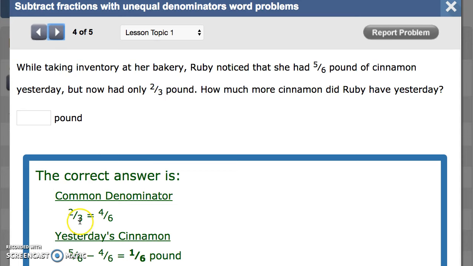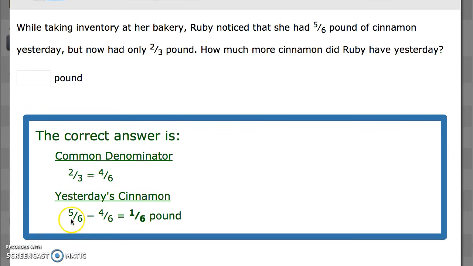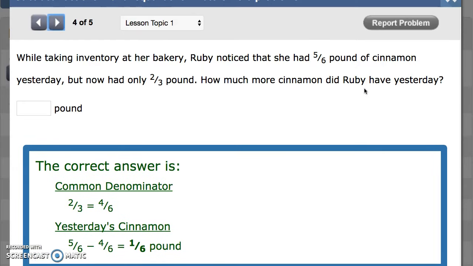So how do I get from 3 to 6? I multiply by 2, and then 2 times 2 is 4. So here's my new fraction, 4/6. Yesterday I had 5/6, or Ruby did, and today she has 4/6. So take away 5 minus 4, and she had 1/6 of a pound more yesterday.